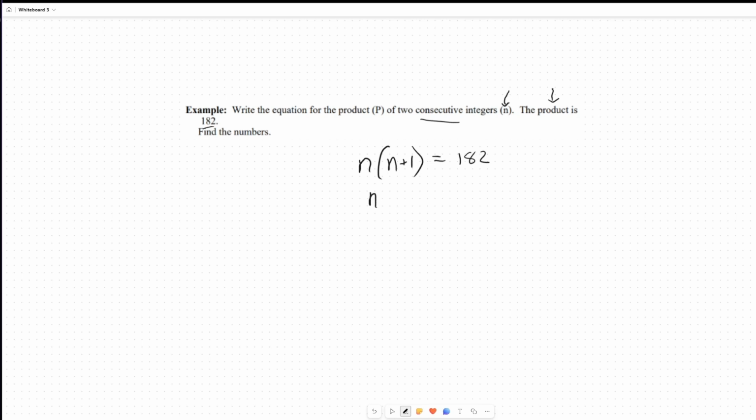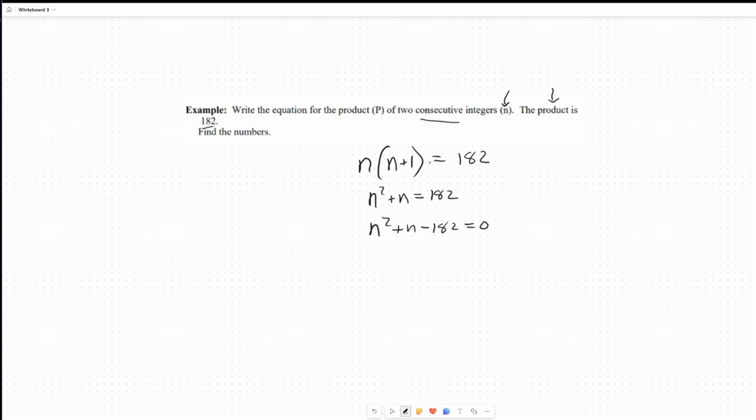Distributing that n gives us n squared plus n equals 182. I subtract 182 on both sides to get n squared plus n minus 182 is equal to 0. Now I don't want to sit here all day and try to figure out what multiplies together to get 182 that adds together to get 1, because that's just guess and check. This is a system that works every time. So I'm going to use the quadratic equation.